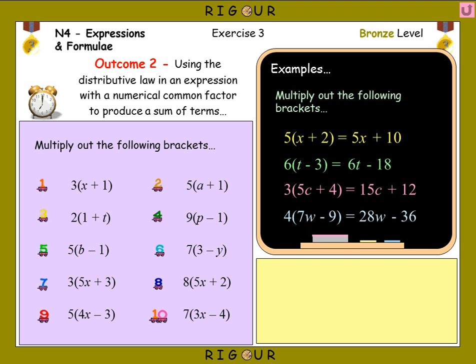So here's 10 examples for you to try. Multiply out the following brackets, and if you're working on these at home, pause the video now.